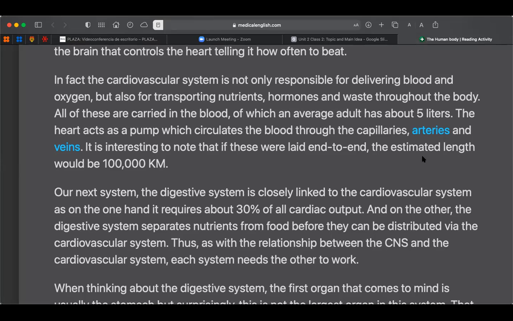Very good. Okay, so what it's saying is that if the capillaries and arteries and the veins were all put together from end to end, de punta a punta, si las pusiéramos todo de punta a punta, las arterias, las venas y los capilares, medirían 100,000 kilómetros. That's what it's saying.